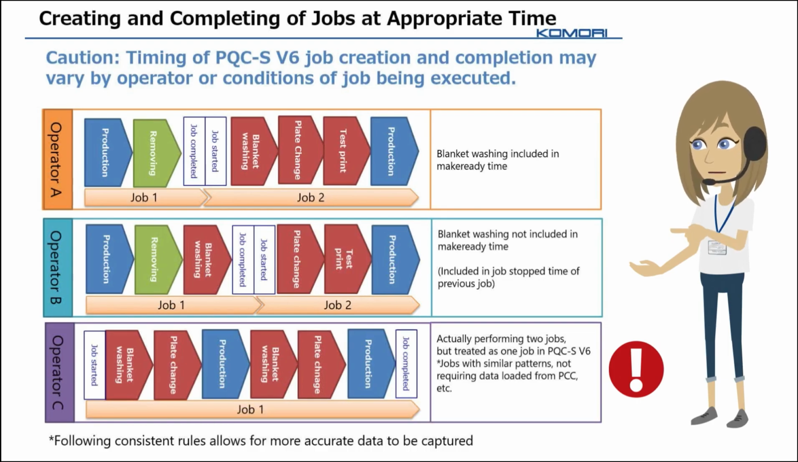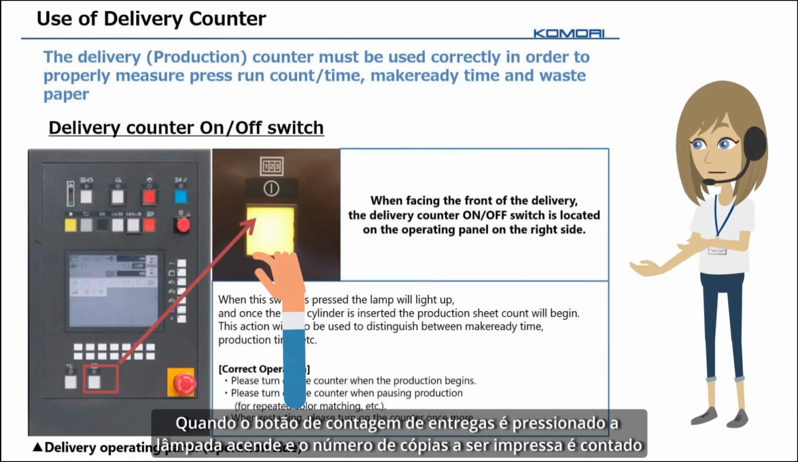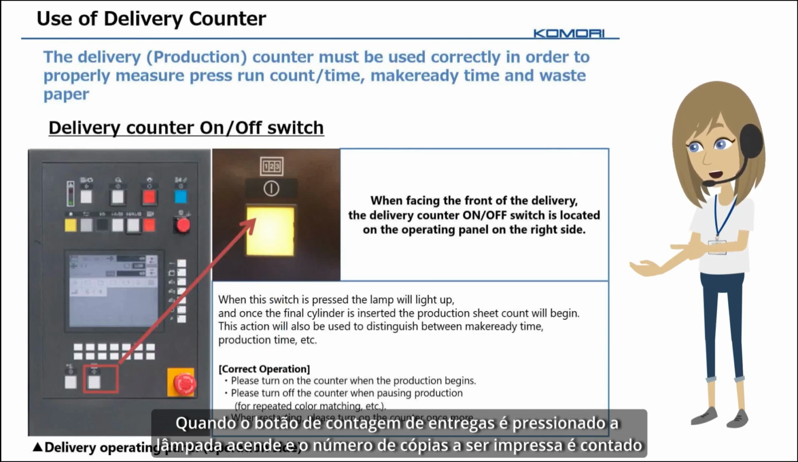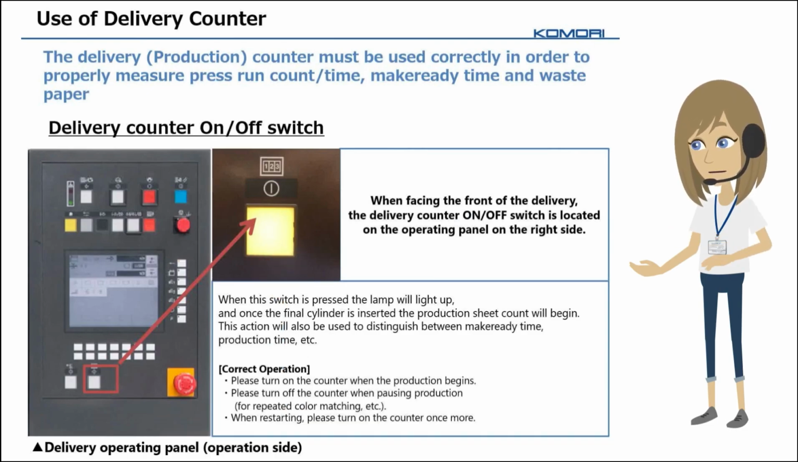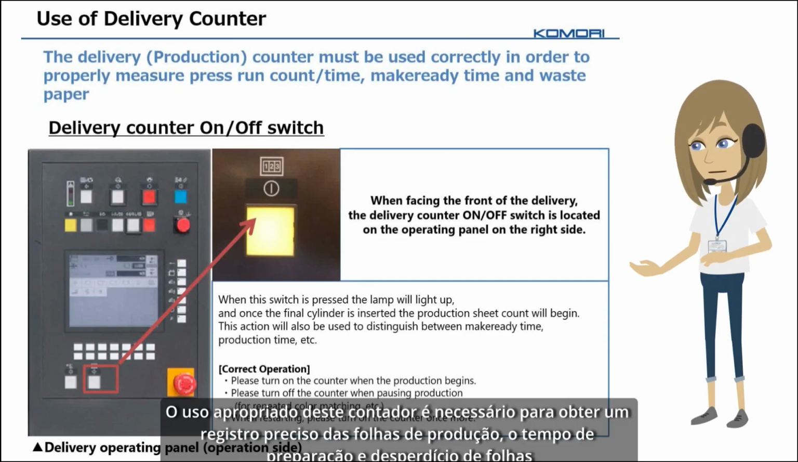The second rule relates to the delivery counter button. When the delivery counter button is pressed, the lamp lights up and the number of copies to be printed starts counting. Based upon the use of this counter, the make-ready time, production printing time, and good sheets are calculated. Proper use of this counter is required to obtain accurate recording of production sheets, make-ready time, and waste sheets.